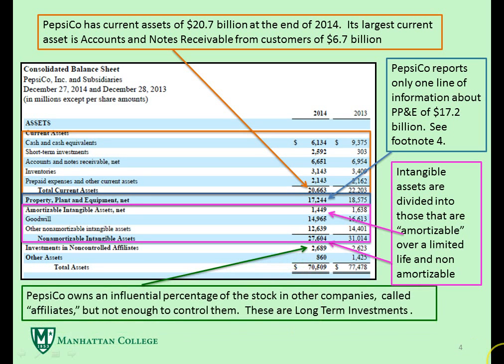PepsiCo doesn't have a section for long-term investments, and they place them at the bottom instead of the second position like your book does, but they do own investments in affiliates. These are companies they own stock in. They own enough shares of stock to maybe get a seat on the board or to influence the policy of the company, but not enough to tell them what to do, control them, and add them into their financial statements. So these could be long-term investments. There probably are a few in other assets. It's not really a big category for PepsiCo.